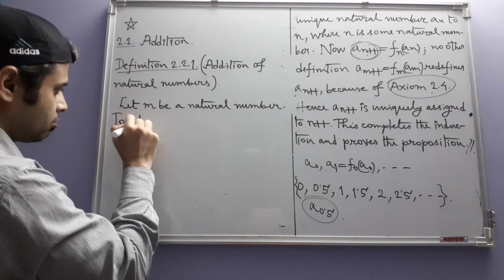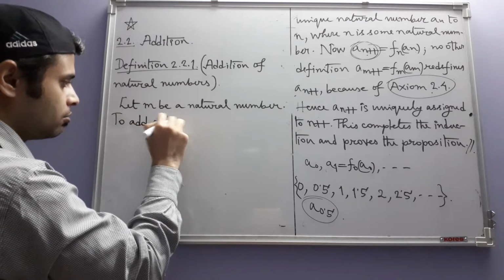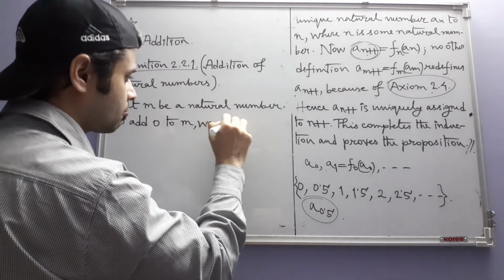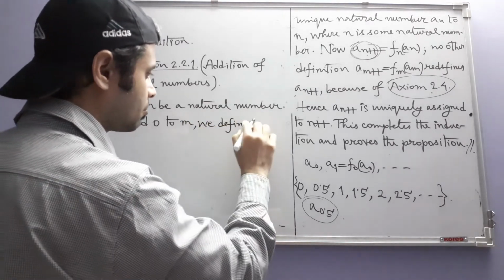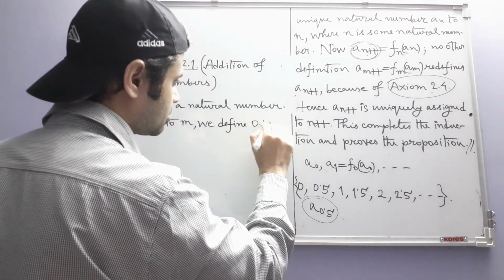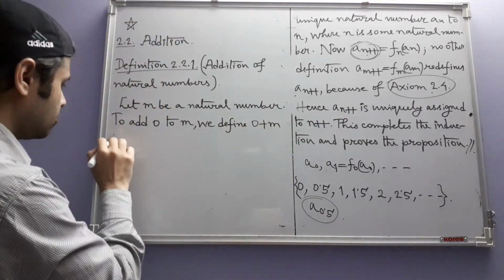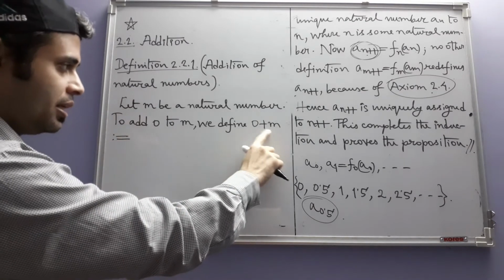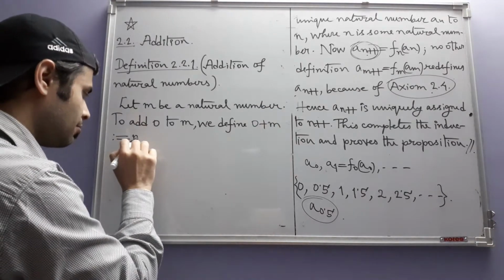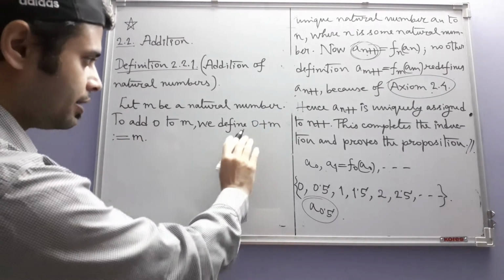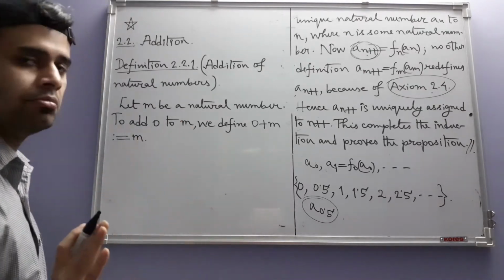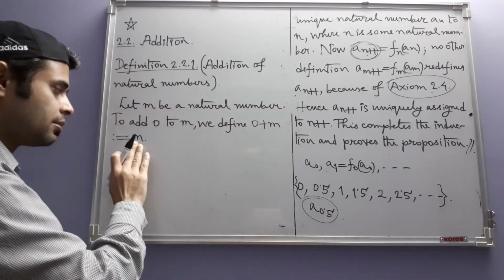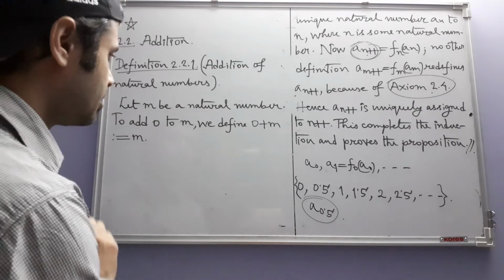To add 0 to M, we define 0 + M := M. Keep this colon in mind. The meaning of 0 + M is nothing but M. When I write 0 + M, that just simply means M. So this symbol is just another way of writing M. That's all. That is the definition.